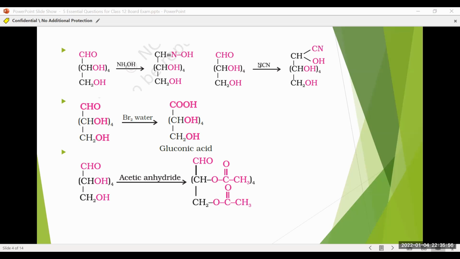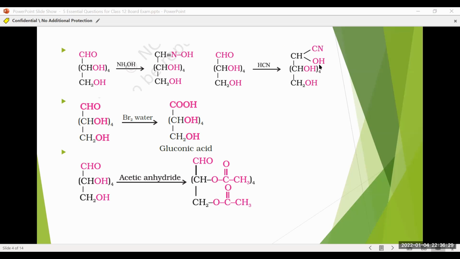Whenever a reaction takes place with HCN, the opposite radical is going to attack here, the H to O and CN to C. So finally your compound will be CH, CN and OH attached. This is called cyanohydrin. The remaining part will remain the same, students, CHOH whole 4 and CH2OH. This compound is called glucose cyanohydrin.